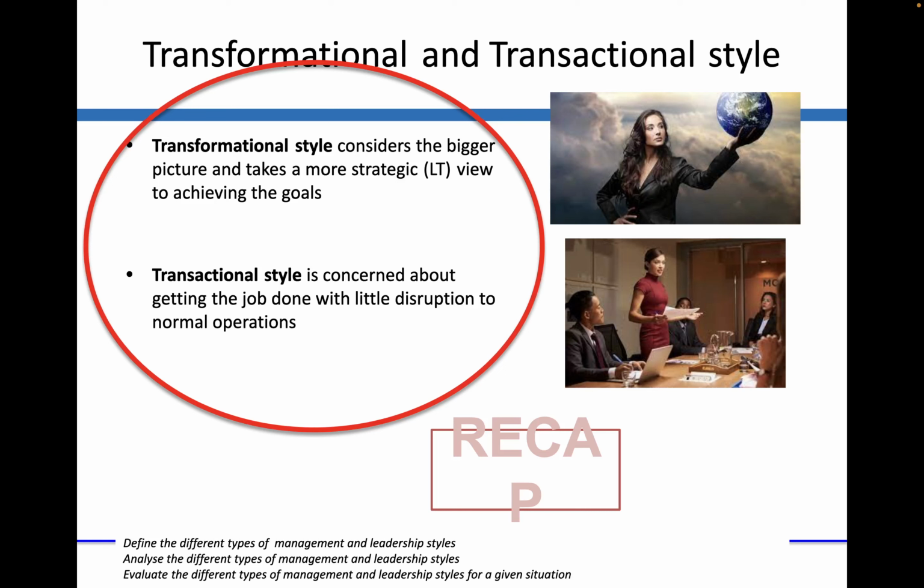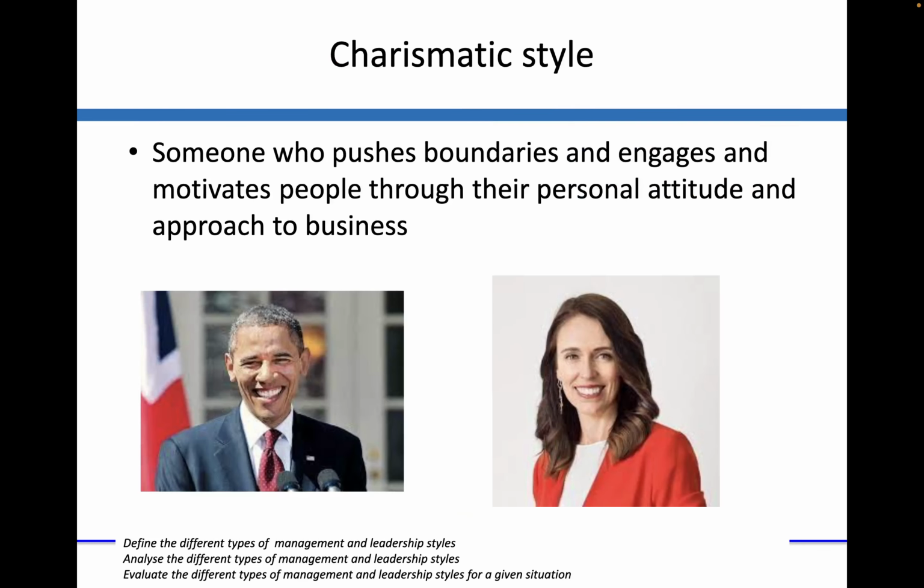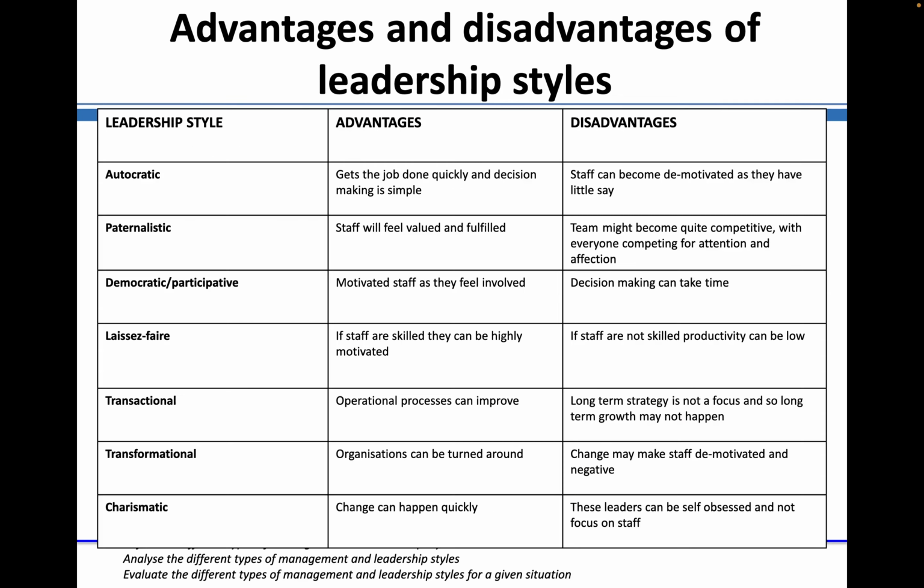There's a couple more that you need to remember as well. Transformational and transactional, they are the same from topic A, so I've already gone through those. But just as a reminder, transformational, that's focusing in the longer term. Transactional is all about getting the job done. Charismatic style is another one as well. This is when someone pushes through boundaries and engages and motivates people based on the type of person that they are. So if you've got a really charismatic personality, this one might be suitable for you.